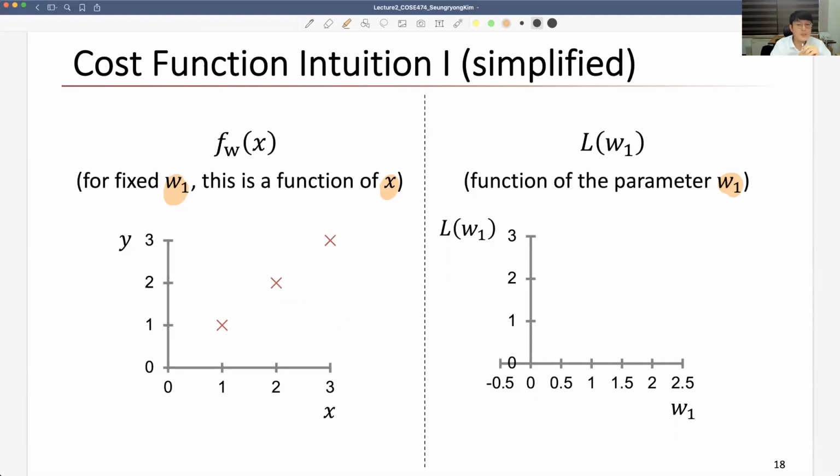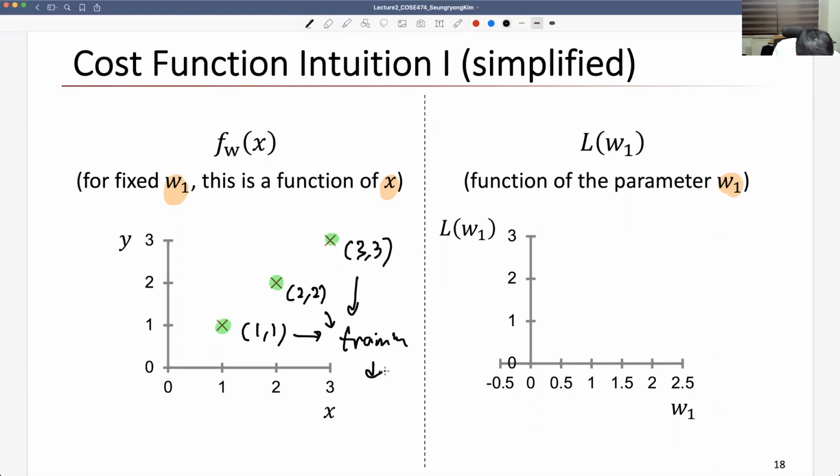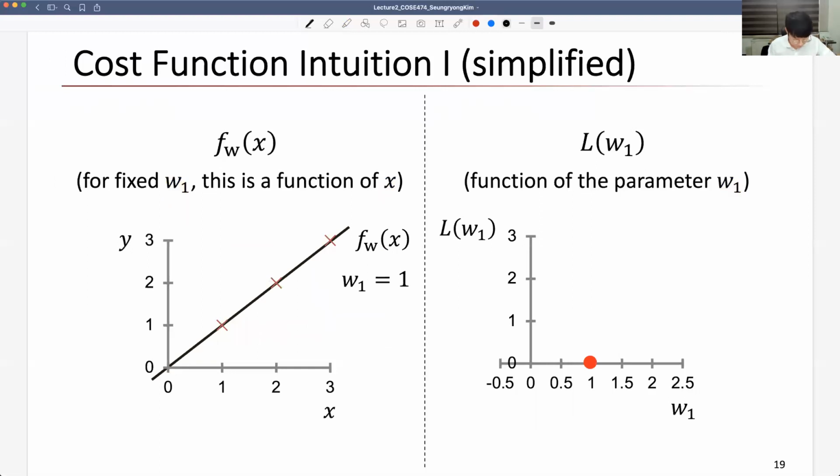Okay, so let's draw this figure. Let's say we have three training data points, for example x1 = 1, y1 = 1, then 2, 2, or 3, 3, something like that. So let's say this is our training data. Okay, so let's solve this one. Let's find the learnable parameter W that will represent this training data set.